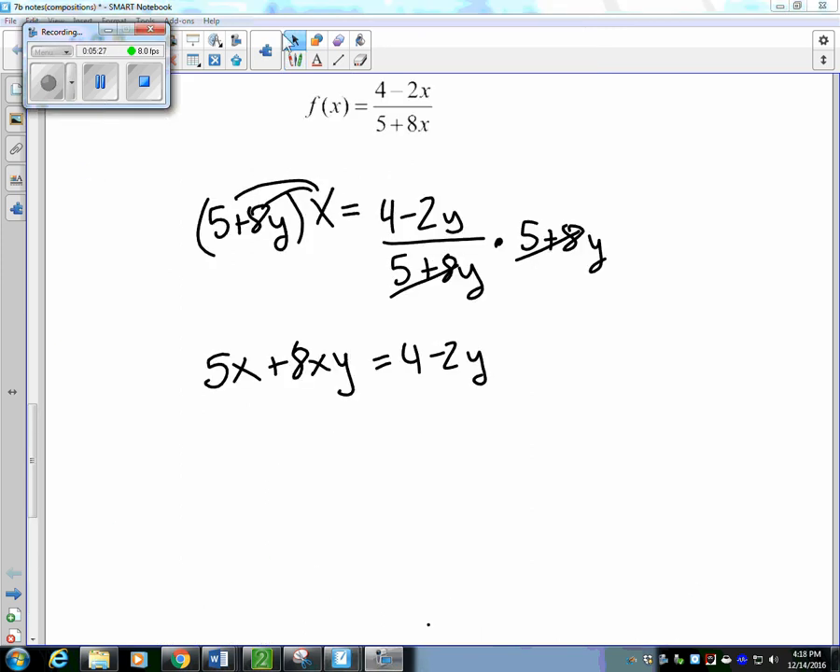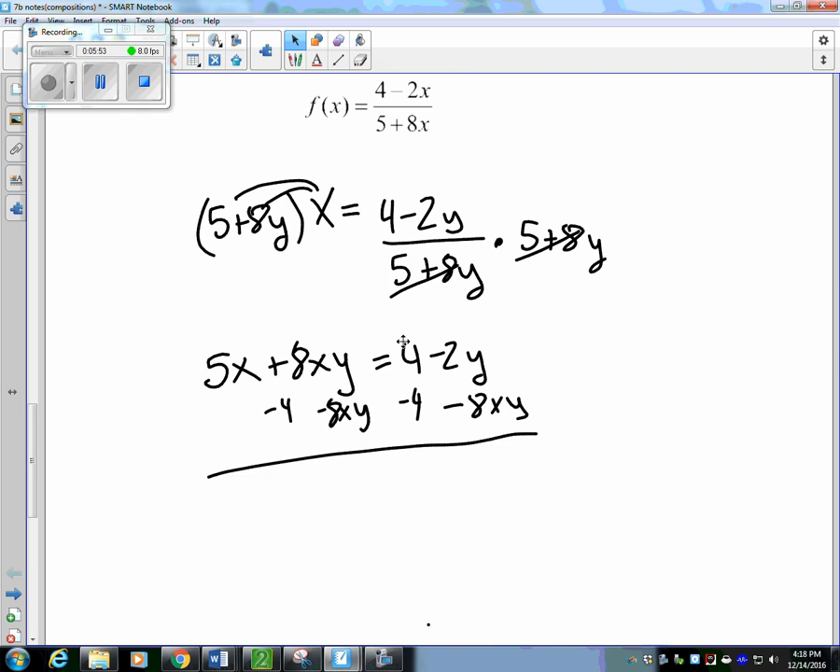So now we've got to get the y's by itself. Now we have y's on both sides of the equation. That's not good. Let's get the y's on one side of the equation together. So I'm going to subtract this 4 over here, and on the other side, I'm going to subtract 8xy. This might be a little confusing, but those are going to cancel out.